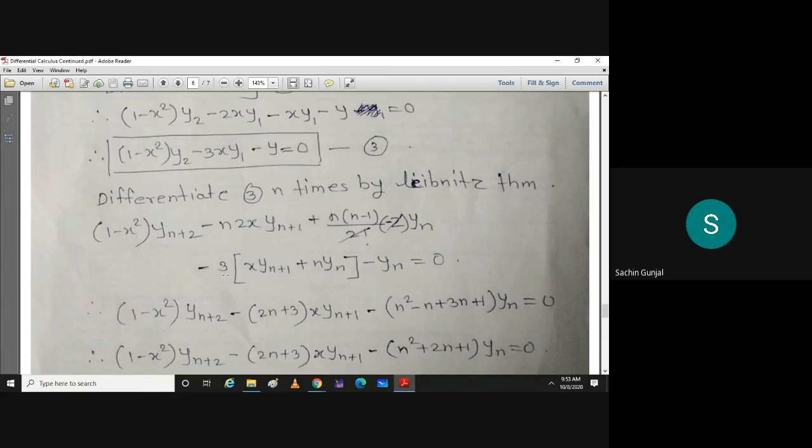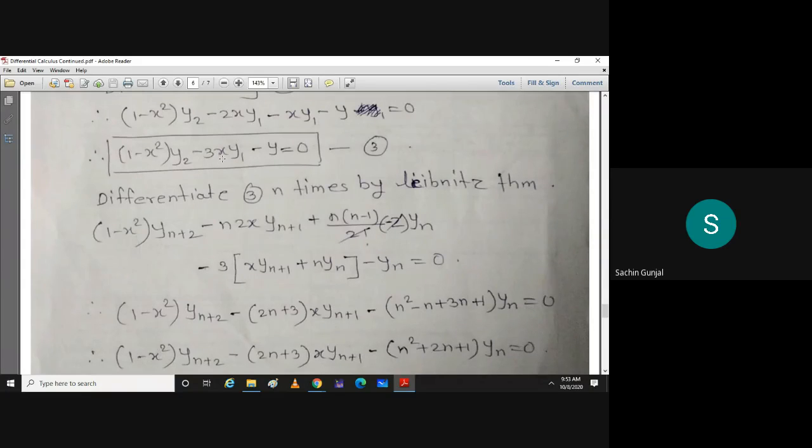So minus 3x y1. Tell me u and v for the second term. Don't take that minus 3 into calculation because it is a constant in multiplication, no? So don't consider it. So what is u and what is v? Sir, u we can take as y1 and v as x. Right. So u is y1 and v is x.